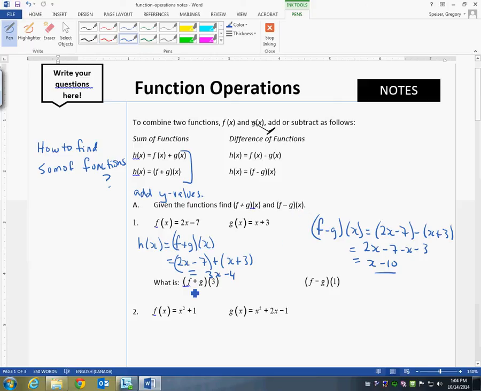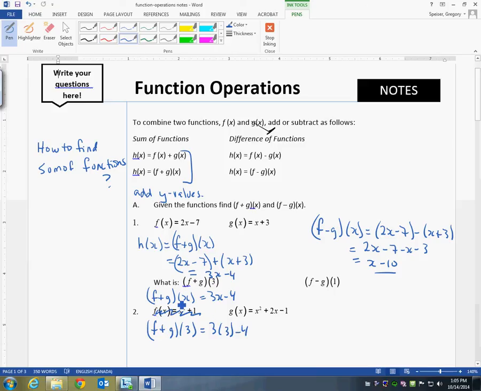It's pretty straightforward. Now here's a question. What is f plus g of 3? In other words, if I plug a 3 into our new function here, f plus g, what do I get as an answer? The easiest way to do this is, I'll write it out the long way first. If f plus g of x is equal to 3x minus 4, that's what we found in our previous question, then that means that f plus g of 3 is going to be equal to 3 times 3 minus 4.